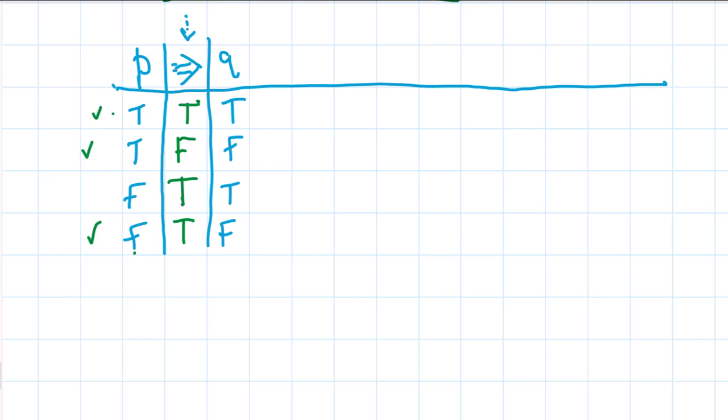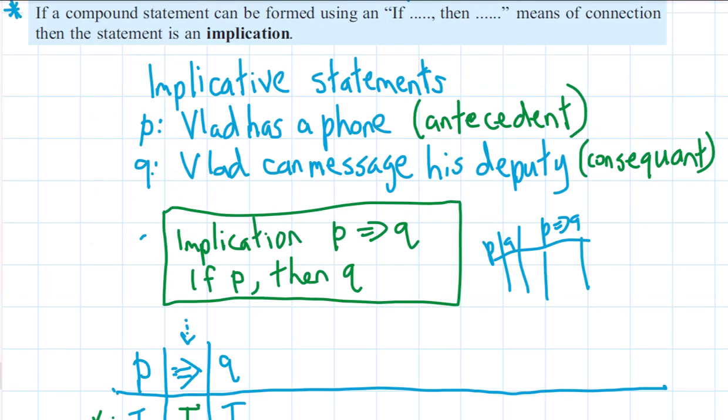Now this one here, perhaps the strange thing about it is that it has a value of true. Vlad does not have a phone, but Vlad does message his deputy. That's actually, as you can see, true there, but the reason for it may not be clear. Now, when you look at what we have here, it says that if Vlad has a phone, then Vlad can message his deputy. But it's not saying anything about if Vlad does not have a phone. This implication statement, if-then, only covers true values for P. It's only based on that.